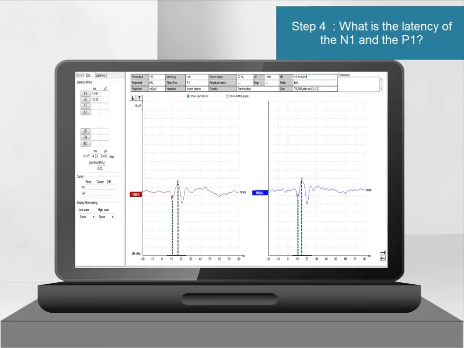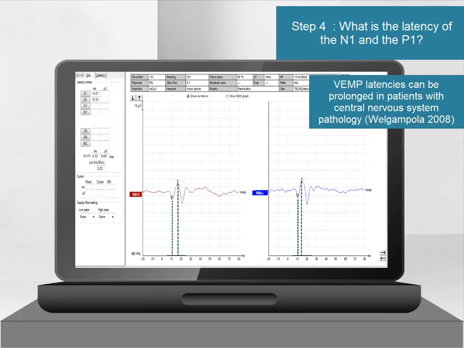The latency of the N1 and P1 can also be measured. Latency is generally seen as the least important parameter to assess in oVEMP interpretation, but extended latencies can be seen in patients with pathologies affecting the central nervous system.